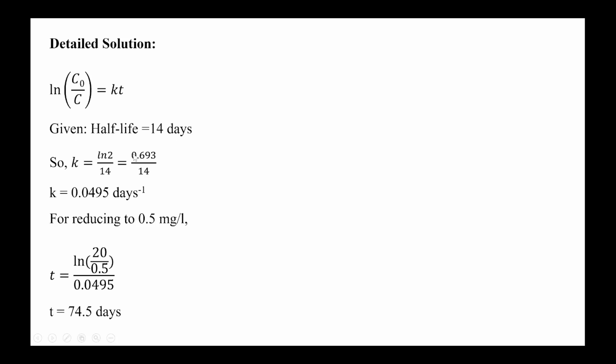You calculate the rate constant from the half life. So half life is given as 14 days. So you simply divide 0.693 by 14, so you will get the rate constant. Once you get the rate constant, you have the initial concentration 20 mg per liter, final concentration is 0.5 mg per liter. So 20 divided by 0.5 would be 40, and then solve for natural log of 40 and divide by 0.495, you will get the answer to be approximately 74.5 days.